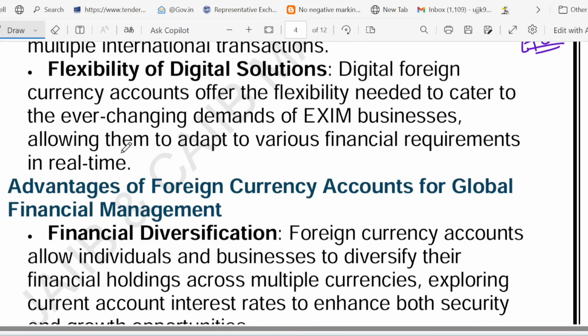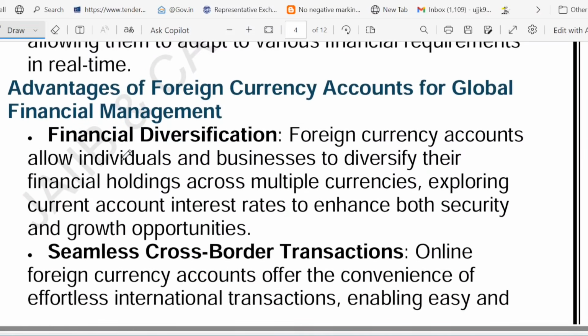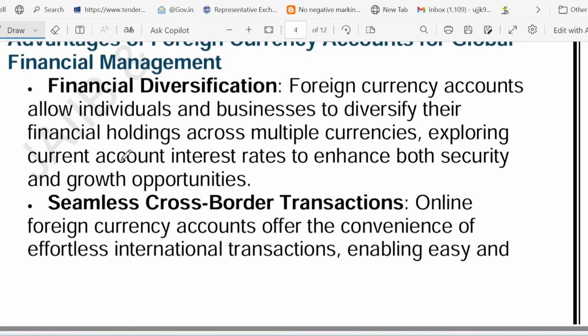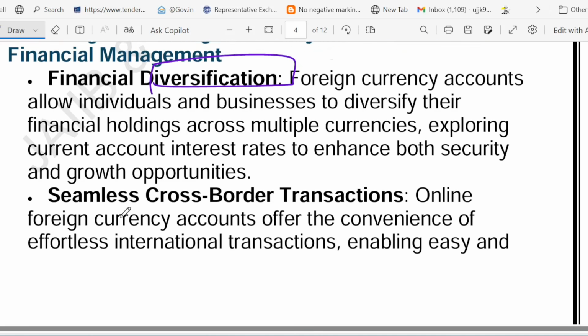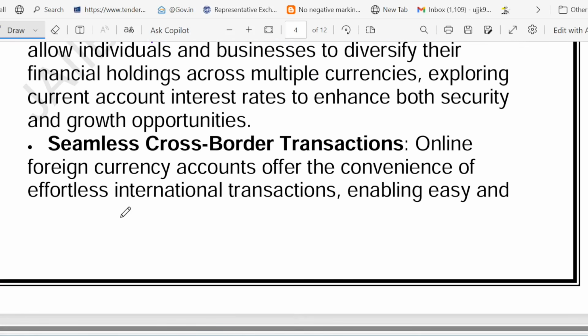So some more advantages are there. You can see diversification. Yes, very important. Don't keep all eggs in one currency basket. You know it very well. That is called diversification. For example, a Nigerian freelancer keeps 30% of earnings in dollars as a safety net against Naira inflation. Naira is the currency of Nigeria. Then borderless banking, cross-border seamless transactions. It means you can send and receive money globally like texting.